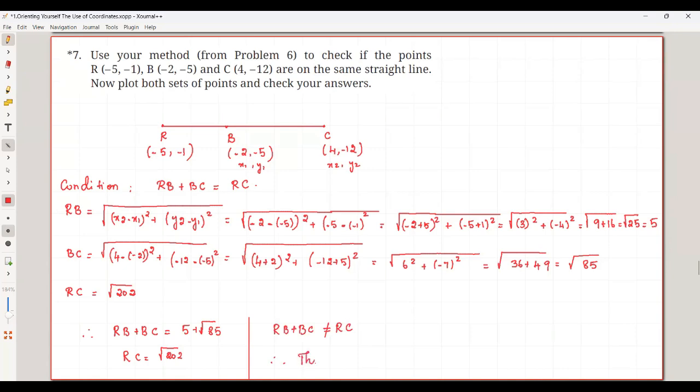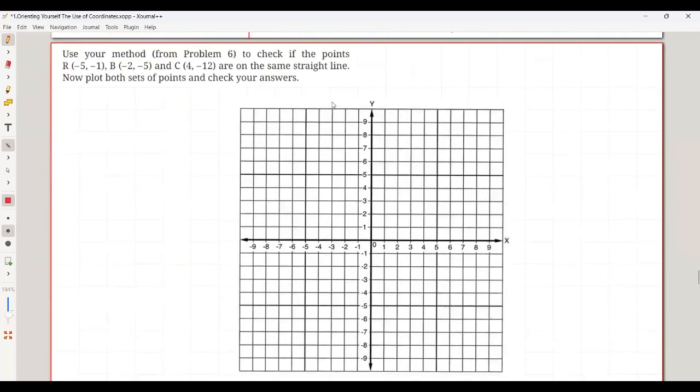Therefore, these points are not in the same line; they cannot lie on a straight line. Okay, hope it's clear. Now they ask us to plot the set of points and check your answers. So let me plot quickly and check the answer.